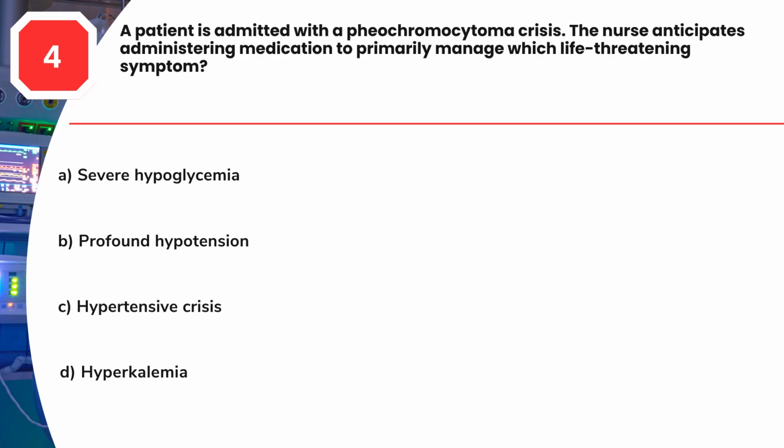Question 4. A patient is admitted with a pheochromocytoma crisis. The nurse anticipates administering medication to primarily manage which life-threatening symptom? A. Severe hypoglycemia. B. Profound hypotension. C. Hypertensive crisis. D. Hyperkalemia.